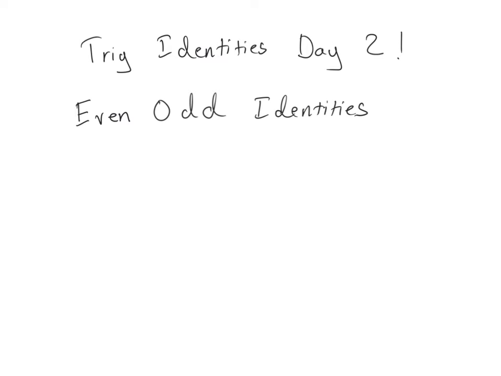What we get from even odd identities is we have to think of the unit circle, always going back to our unit circle here. Let's think about theta. If theta is positive, it's going this way and it lands here. But what if theta is negative? If theta is negative, then it goes down and it lands here.